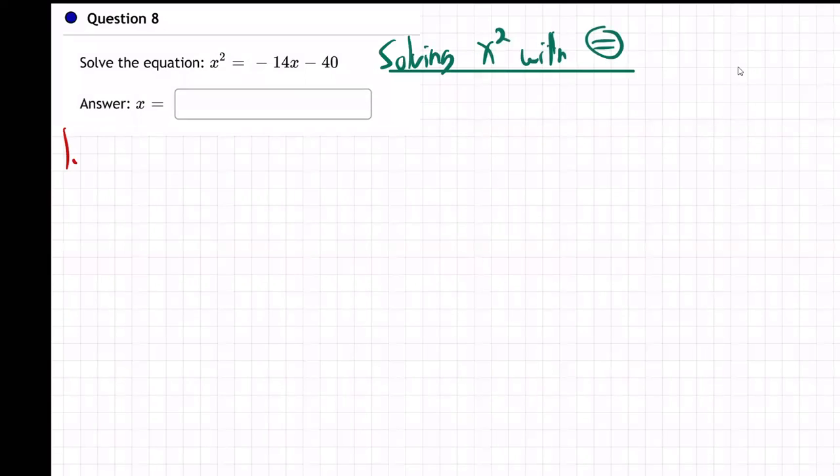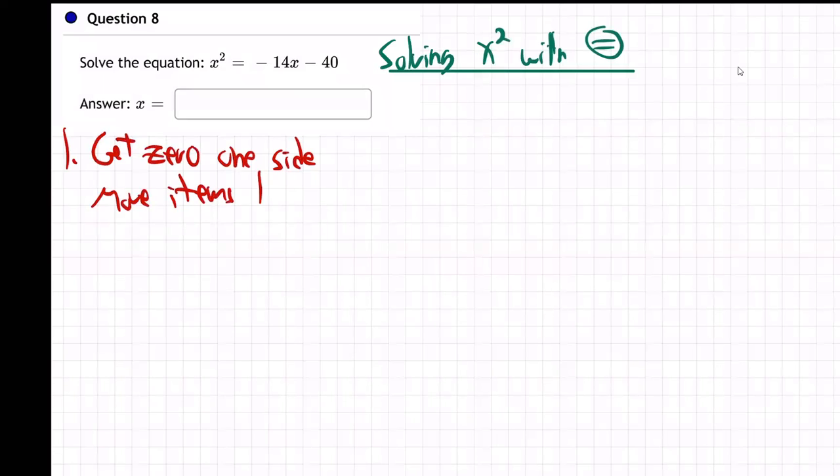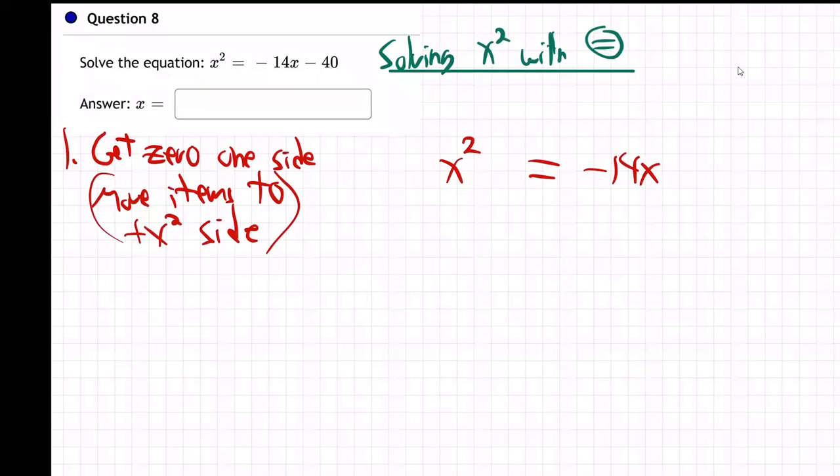So step number one, you have to get a 0 on one side. I think you probably remember this. We've got to have 0, right? All of our logic depends upon 0. Get a 0 on one side, and move items to the positive x squared side. So come over here and I'll go, okay, we have x squared equals negative 14x minus 40, right?